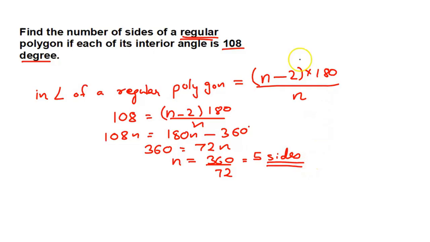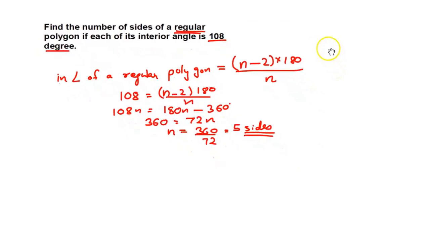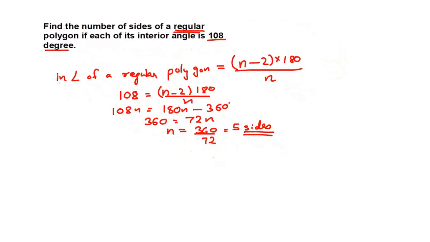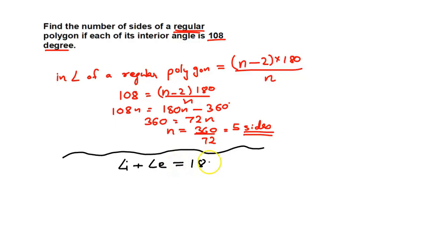Or we can use a shortcut also for this. We know it's a regular polygon, so all the interior angles are equal, but even the exterior angles will be equal. So the other easier method to solve this is we'll find the exterior angle. We know interior angle plus exterior angle is equal to 180 degrees. So therefore, the exterior angle here is equal to 180 minus the interior angle 108. So the exterior angle is coming as 72 degrees.